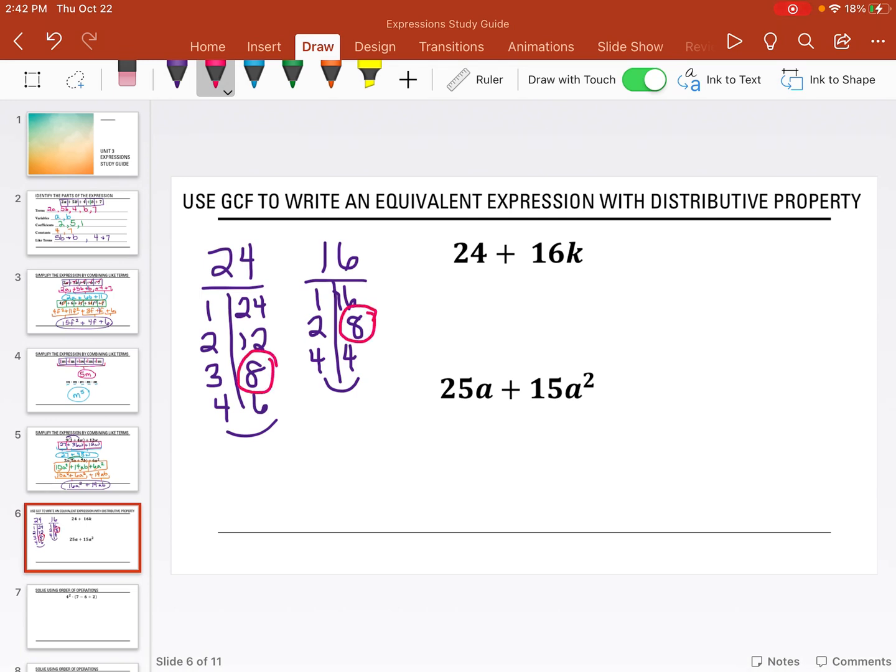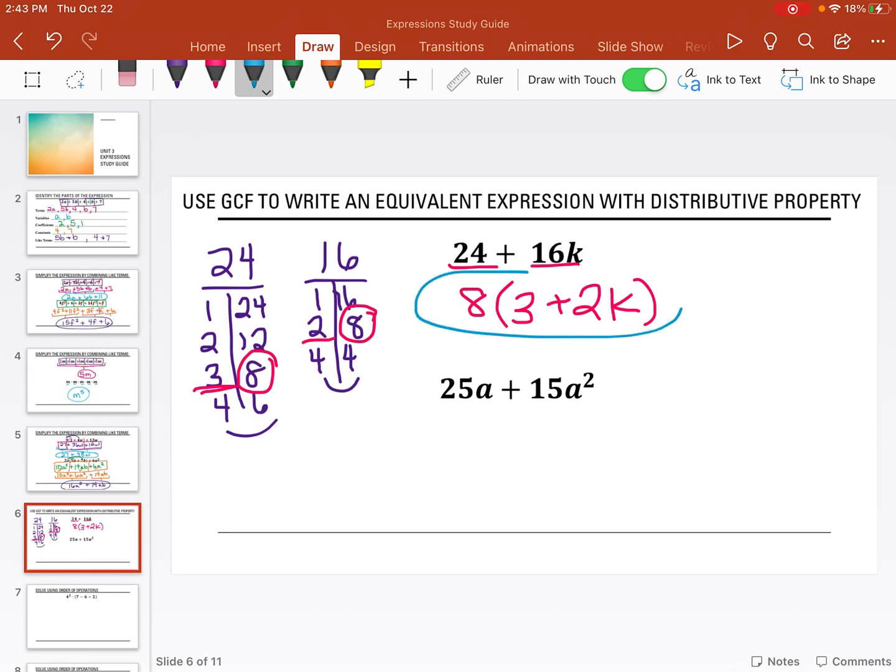And then to write it in distributive property, remember the number they had in common goes outside the parentheses, and whatever's left over goes inside. So 8 times what gave me this 24? It's right here, 8 times 3. Plus 8 times what gave me this 16k? Well, right here, it was 2. Don't forget the k, because 8 times 3 is 24, plus 8 times 2k is 16k. So that is my answer for that problem.